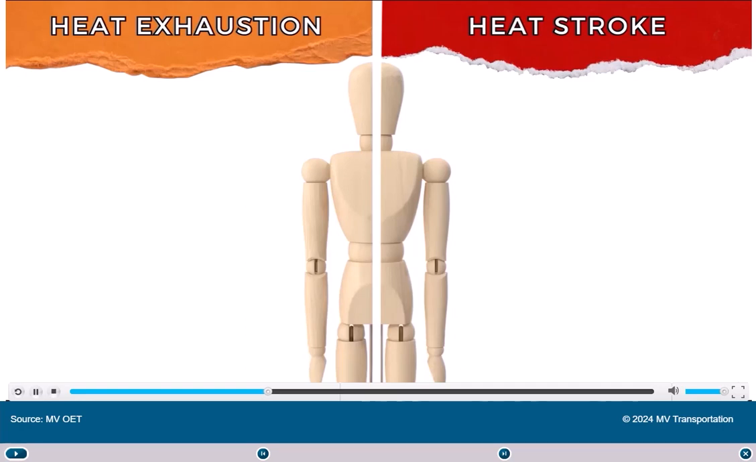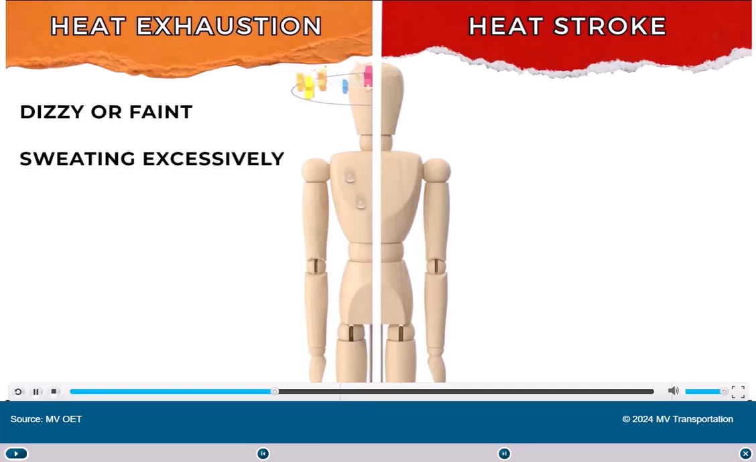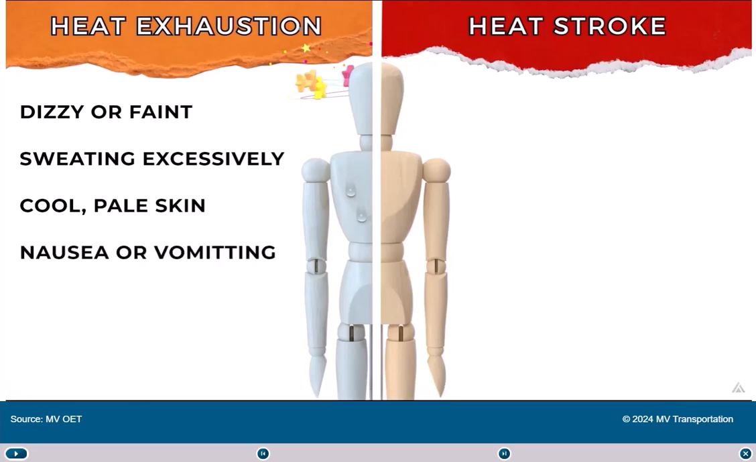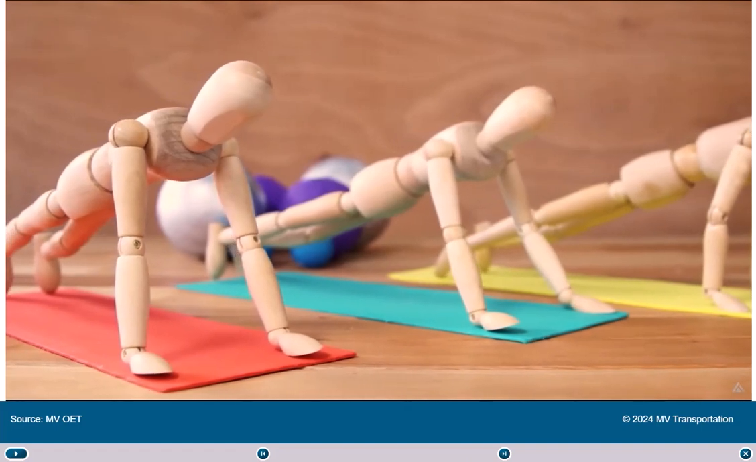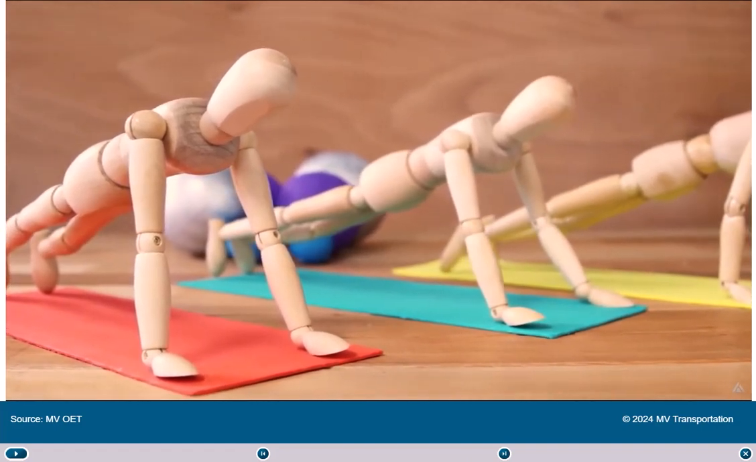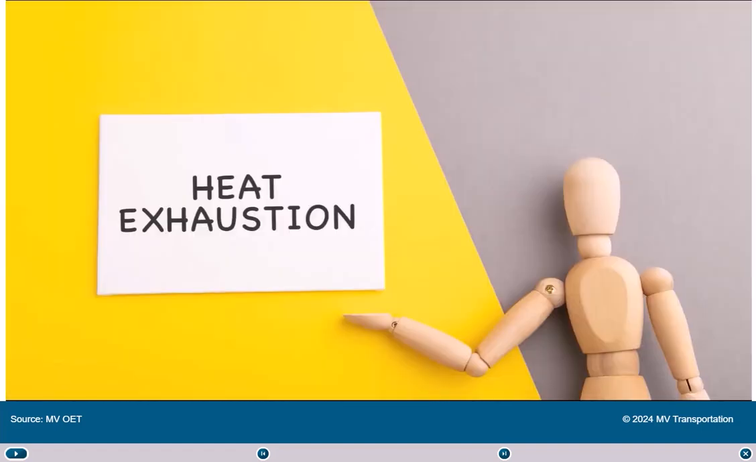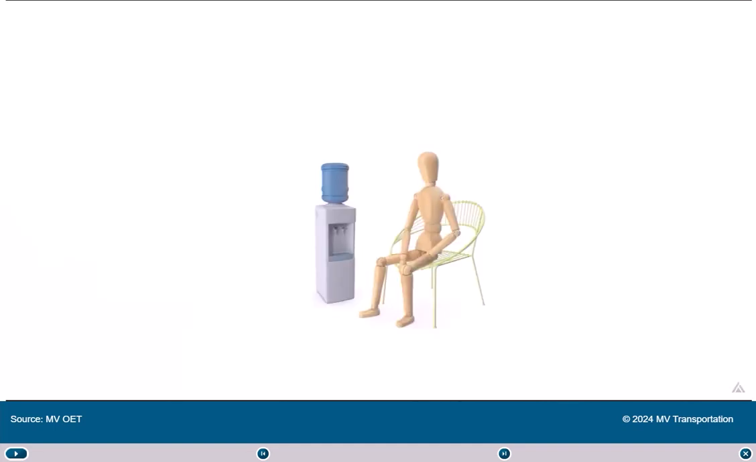Heat exhaustion symptoms are feeling dizzy or faint, sweating excessively, cool, pale skin, nausea, or vomiting. Weak, rapid pulse, and muscle cramps. Those are the symptoms of heat exhaustion. Ooh, Charlie horse. Man, I feel like I'm made out of wood. With heat exhaustion, you can turn things around by cooling off with some water, some rest, and some shade.